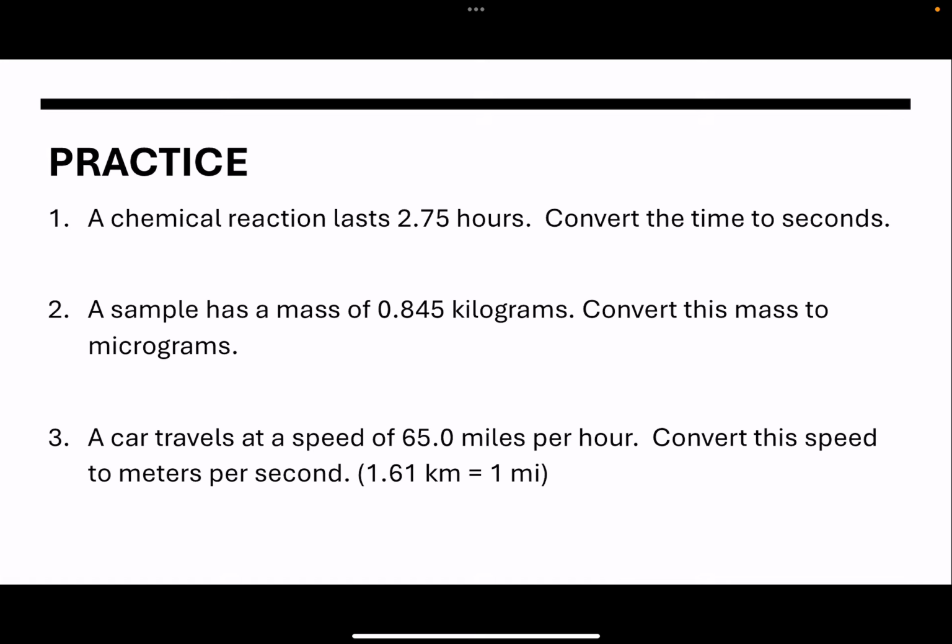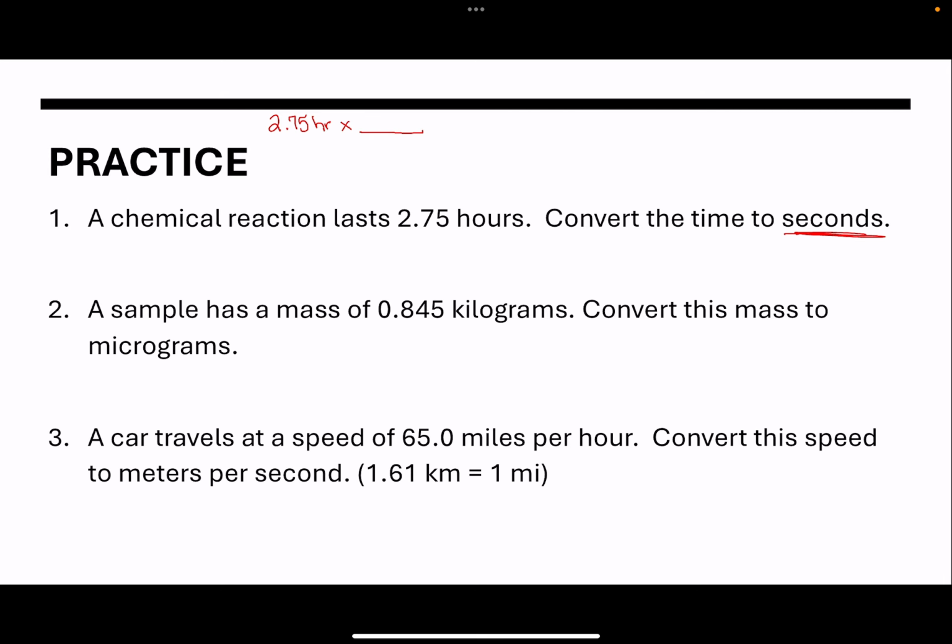Okay, for this first one, I'll work it up here so I can have a little bit more room. So we have 2.75 hours, and we want to convert that to seconds. So if we have 2.75 and we want to convert it to seconds, well, some of you may know how many seconds are in an hour.